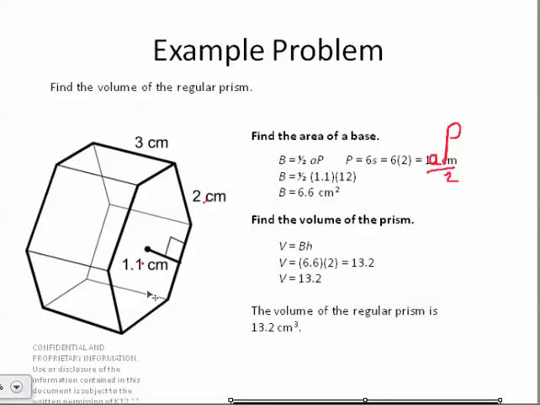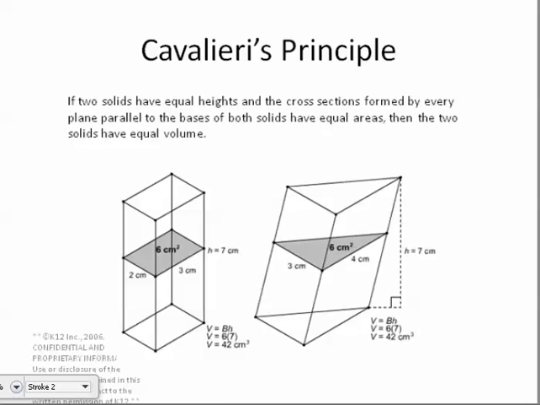You know what? That's wrong. I'm going to correct that. It's supposed to be a 3. Why? Because that's the height of the prism right there. And 6.6 times 3 would be 19.8. 19.8 centimeters cubed. Cool? So we've done surface area and we've done volume of prisms.